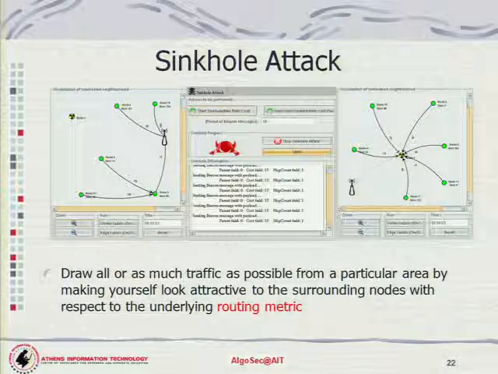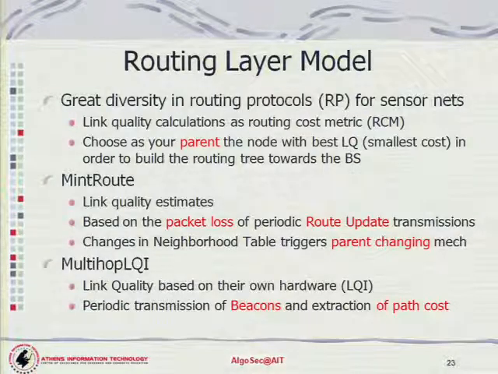Now, this attack was one of the first that was introduced in sensor networks. But in order to better understand how this works, we first have to talk a little about the routing layer model. The routing protocols that are used in sensor networks are the same as in all other wireless networks. They are used for constructing communication paths from all of the nodes towards the base station.